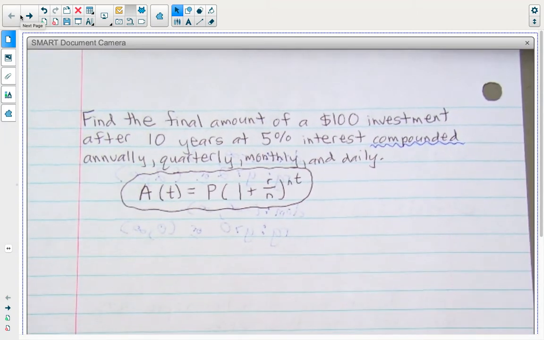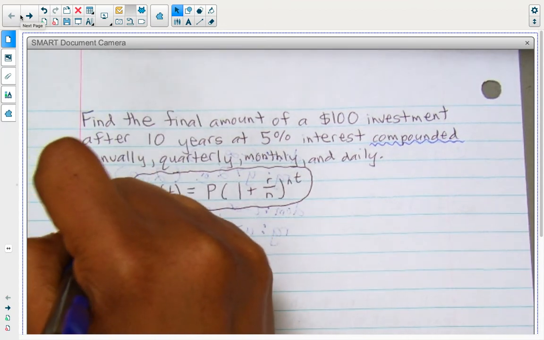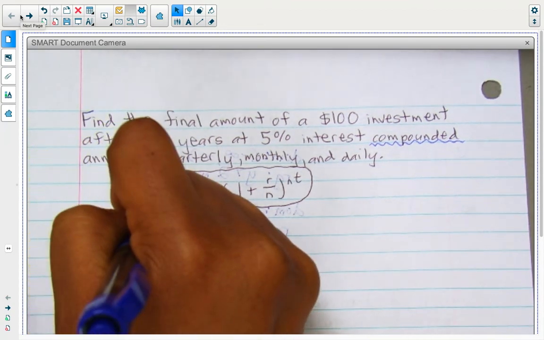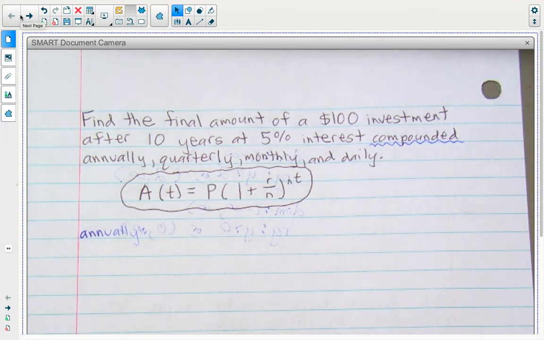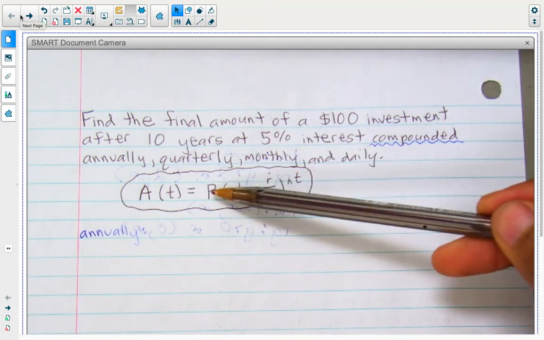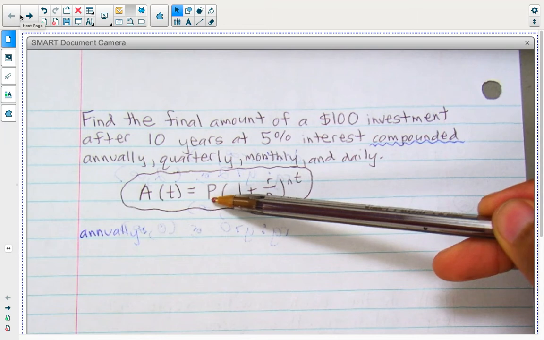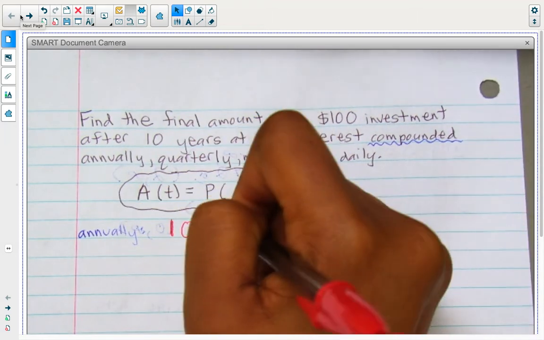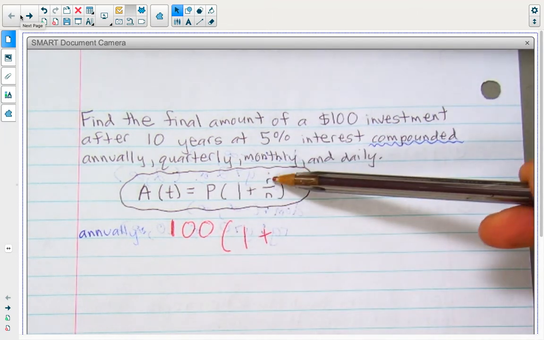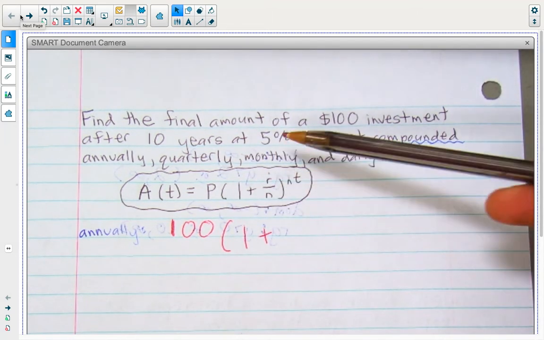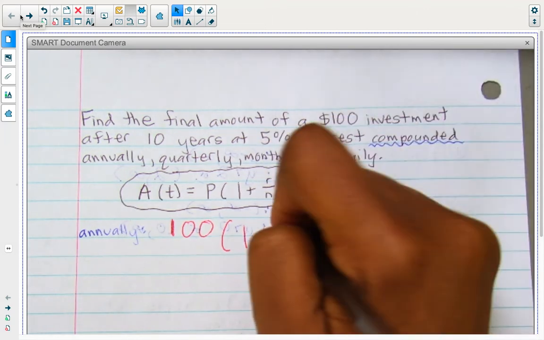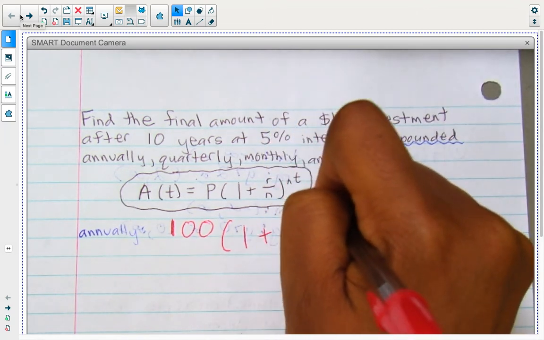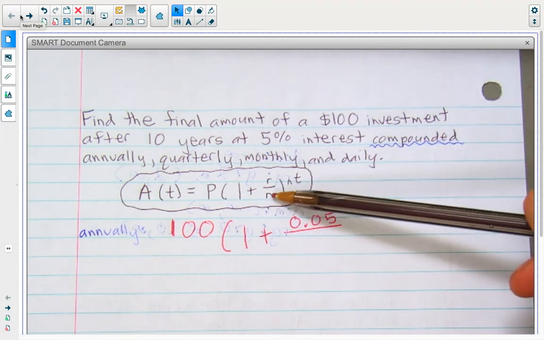We're going to start with annually. And we're still using this formula up here. I'm going to switch pens because my blue pen is dying. P is going to be the number that we put into the account. That's $100. 1 plus, we need to change our percentage to a decimal. So this 5% in decimal form is 0.05.